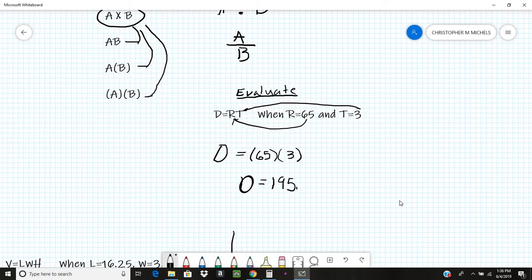Okay, and in case you're curious, it's 195 miles. I didn't put any of the units with these numbers here because I'm more concerned that you plug things in correctly and then break the math down correctly. That's really all I'm going for with these ones.